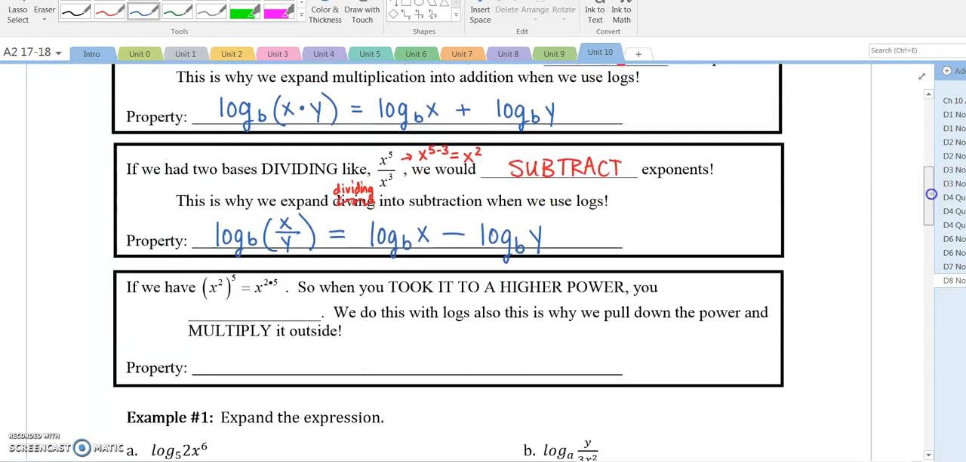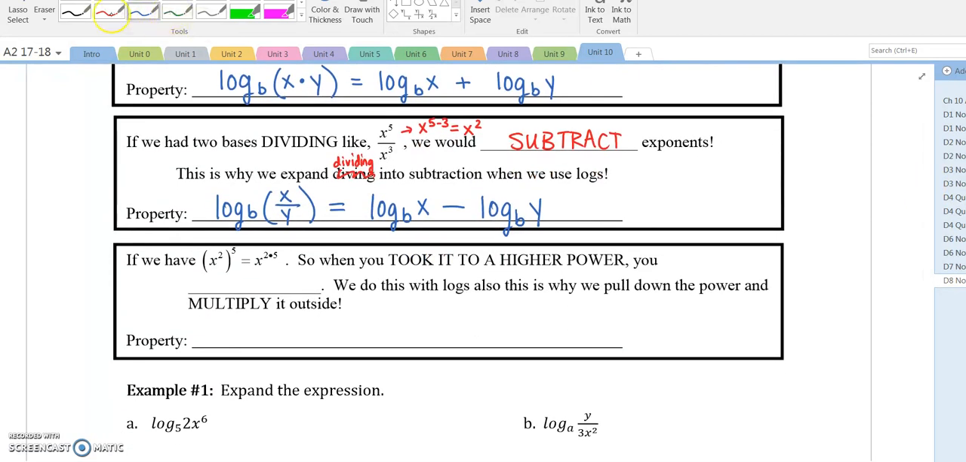And then our last property comes from when we have an exponent with another exponent. So if we have x squared to the fifth, so two exponents, we would multiply. So when you take it to a higher power, you multiply. And we do this with logs also, so that's why we pull down the power and multiply it to the outside.